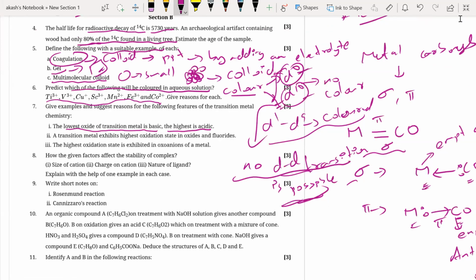Obviously, it's because oxides and fluorides are highly electronegative elements, and they will be able to remove electrons easily from the transition metals. As simple as that. Okay, next, the highest oxidation state is exhibited in oxoanions of the metal.